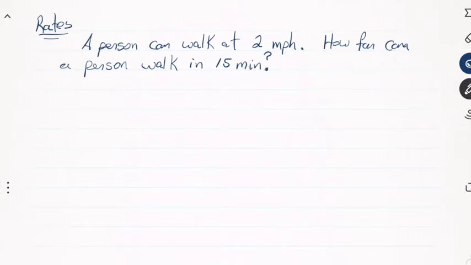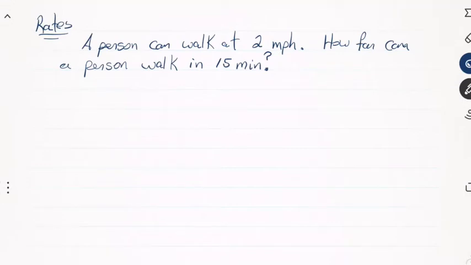So before I start on the topic of simple interest, I want to go back and talk about rates, because simple interest has a rate built into it, and knowing how to work with a rate is really important for figuring out a lot of the problems that I'm going to give you. So let's take a simple problem here. Generally, a person can walk at about 2 miles per hour. And my question is, how far can a person walk in 15 minutes?